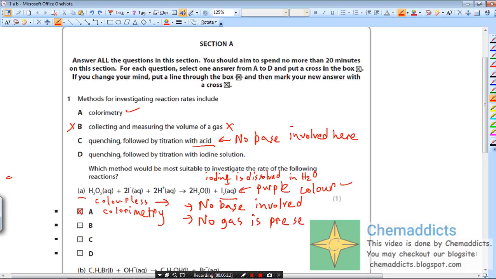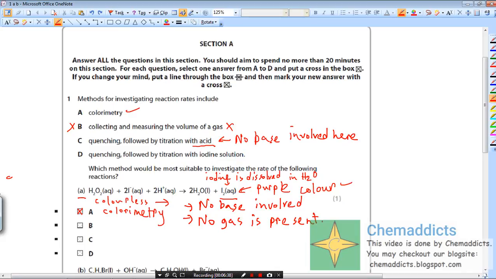The reactant doesn't have any gaseous substance, and on the product side there is no gaseous substance either. So that's why it would be worthless for collecting and measuring the volume of the gas. We can't investigate rate by using method B.